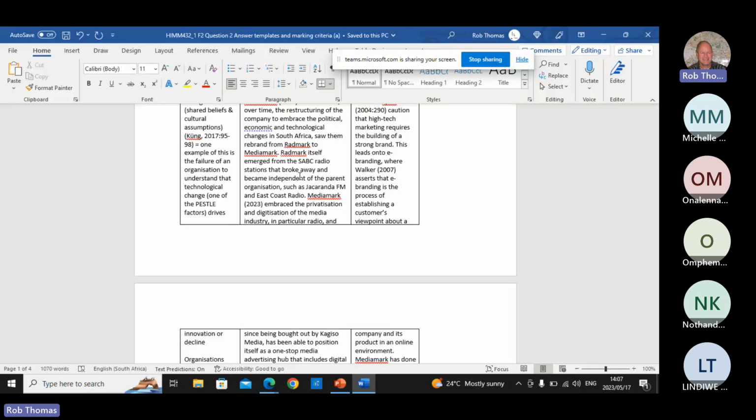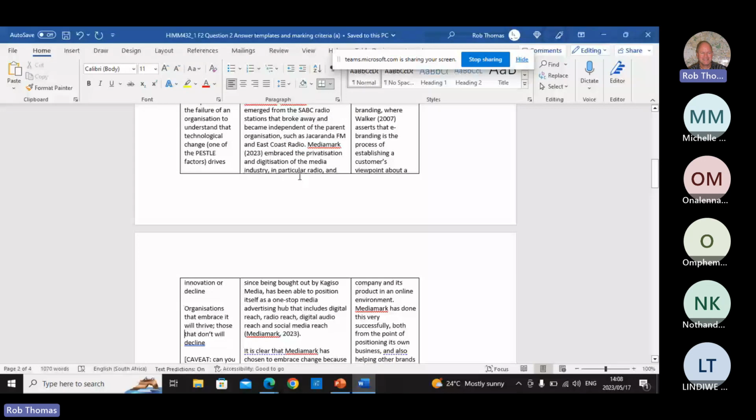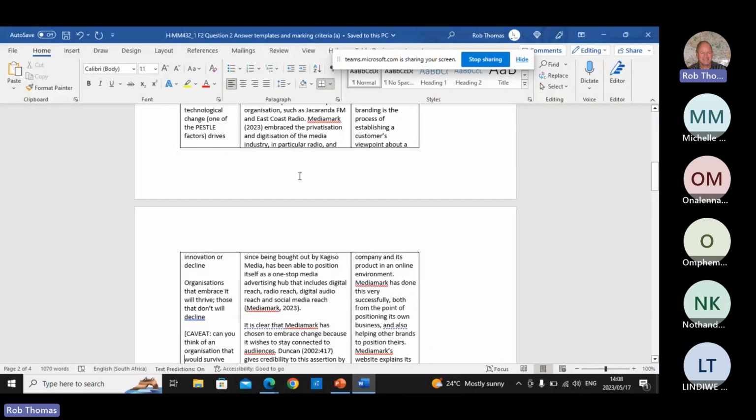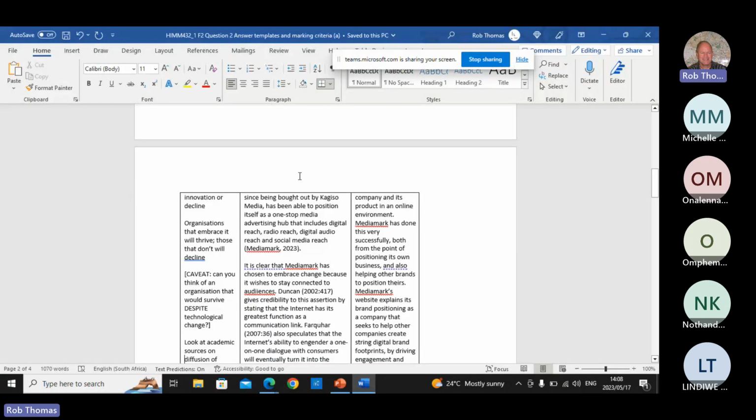We've mentioned examples today: Musica, the music industry, what was the other one? Nokia, BlackBerry, etcetera. So the taxi industry, etcetera. Organizations that embrace it will thrive. Those that don't will decline in most cases, unless, as I mentioned over here, the caveat. Can you think of an organization that would survive despite technological change? Like I said to you guys, think of Rovos Rail.